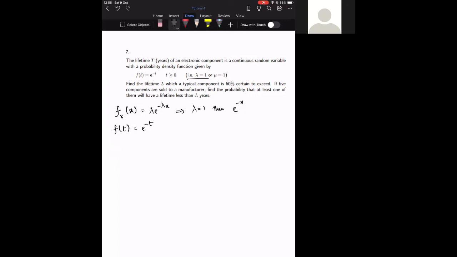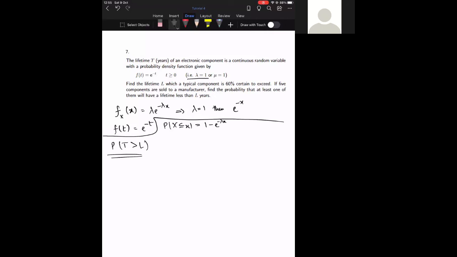So what do we want? We want the probability that T is greater than L. Remember, in the last exponential question, we defined the probability that X is less than or equal to x, the CDF, as 1 minus e to the minus lambda x. So this is a complement of the CDF. It's also called the survival function.